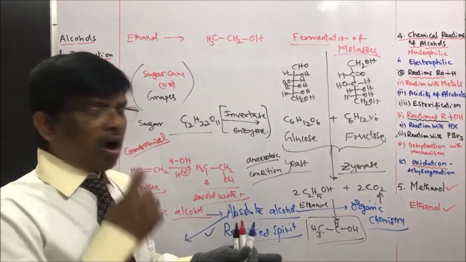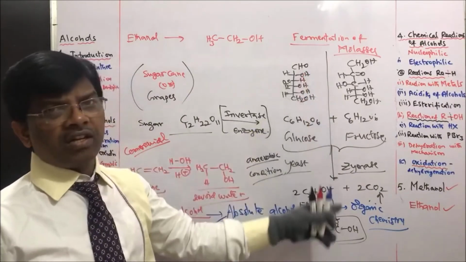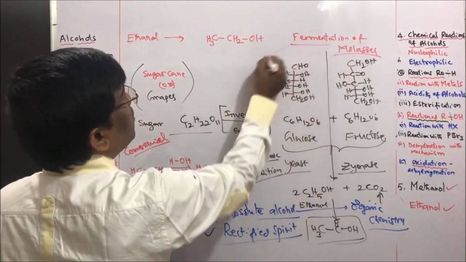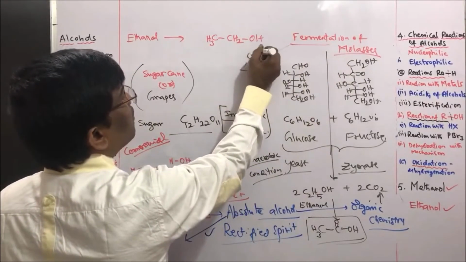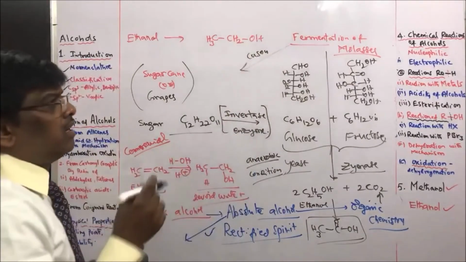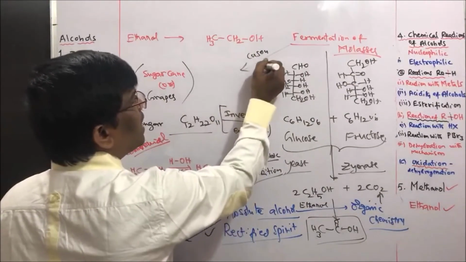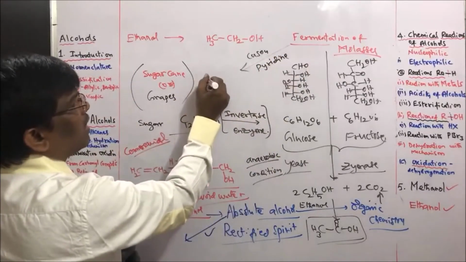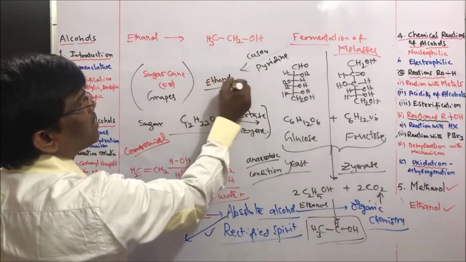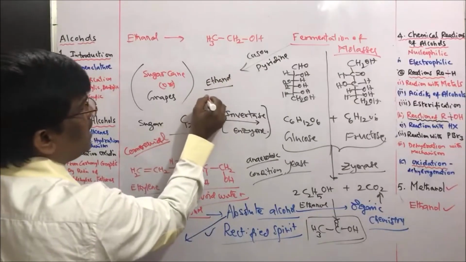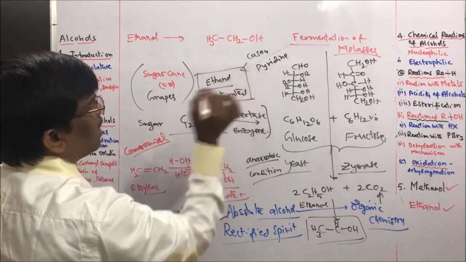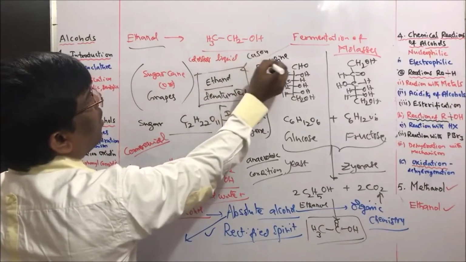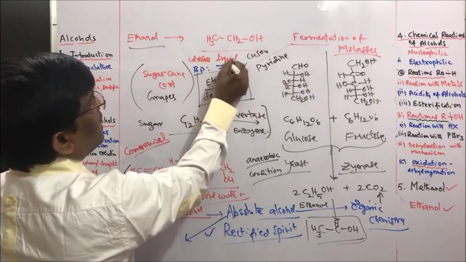To avoid the consumption of alcohol during transportation, this alcohol which is coming from the fermentation method will be mixed with copper sulfate, where it gives some color, and to give foul smell pyridine will be added. So this alcohol or ethanol mixed with copper sulfate and pyridine is known as denatured alcohol. Ethanol is a colorless liquid and its boiling point is 78 degrees centigrade.